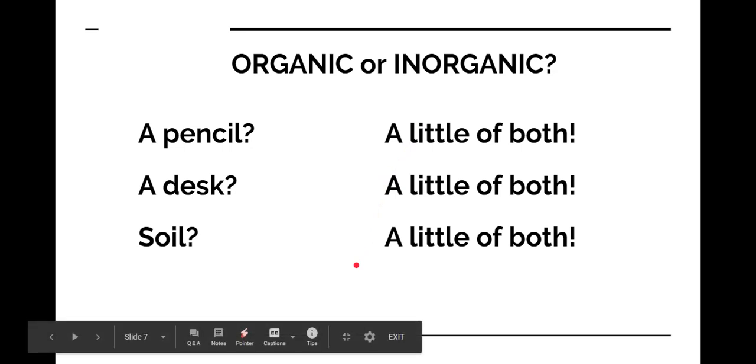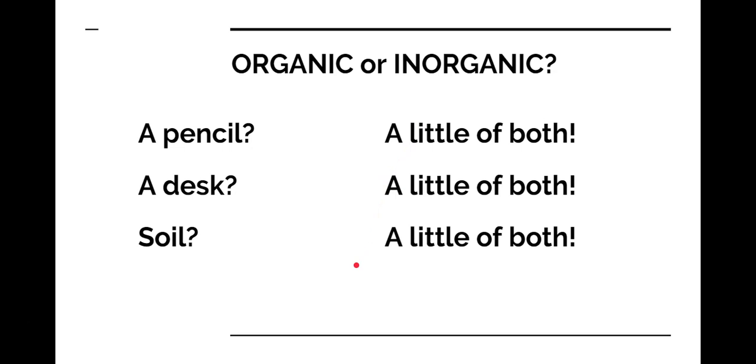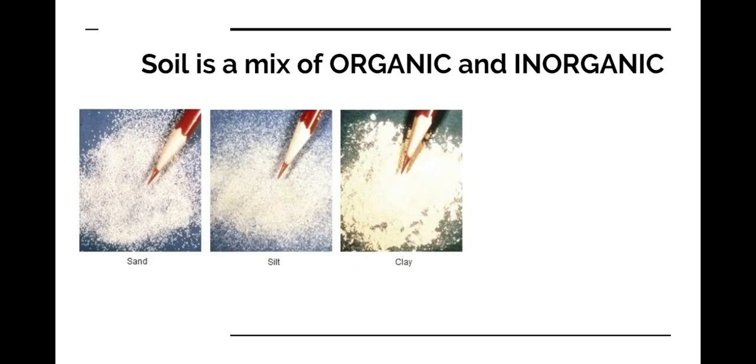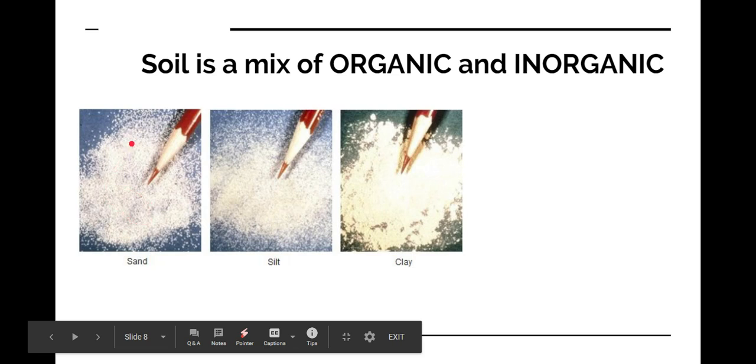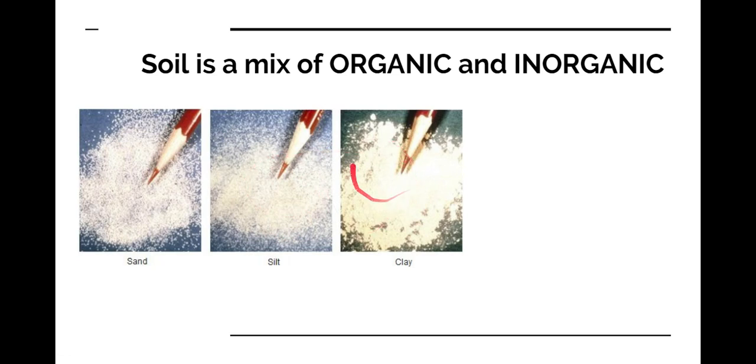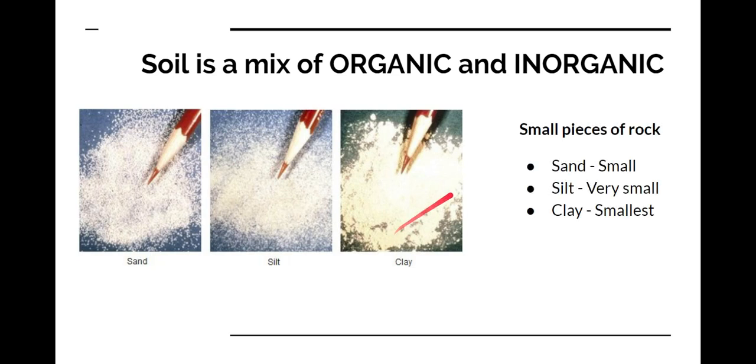Soil is going to be the same way. When we look at soil today, we need to look at its ingredients, and some of its ingredients are organic and some are inorganic. Soil's a mix of both, and we're going to start with the inorganic stuff. So you see, this picture was on Study Island. You see sand, you see silt, you see clay. All three of these things are fancy words for little pieces of rock. Sand, silt, and clay all came from rock.